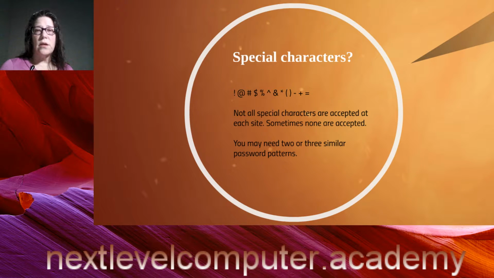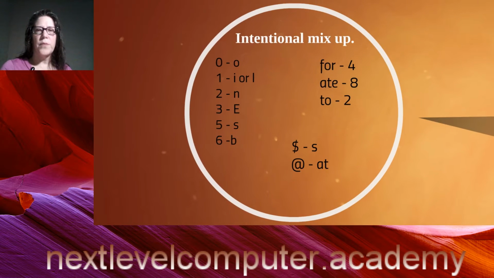Some sites require a special character, some don't. So I have the special characters listed there. You'll see, you can use that pattern and just put in a special character or not. Then once you have the pattern, you can go one more step and do an intentional mix-up. Put some substitutions in there, a 0 for an O, an O for a 0, 8 for an B. And you can put in some special characters, $ for S, @ for A.